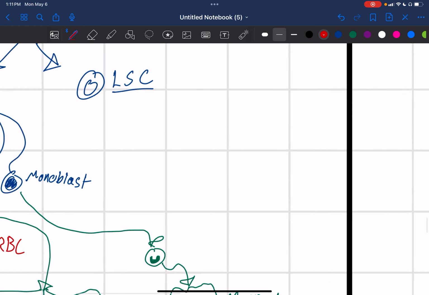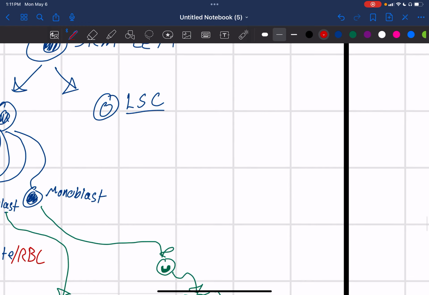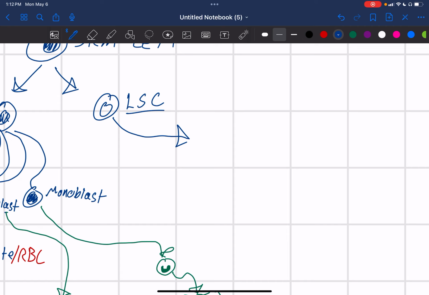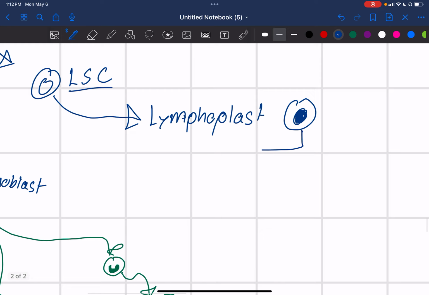Moving on to the lymphoid stem cell. This lymphoid stem cell can then turn into a lymphoblast. Lymphoblast, right? And the lymphoblast, which is a cell that kind of looks like this, right? Just like any other regular cell, but they each have their own unique function, of course. So the lymphoblast then can turn into two different kinds, right?